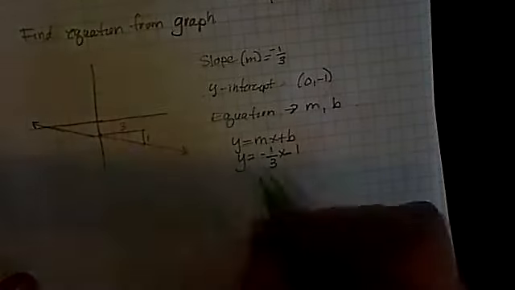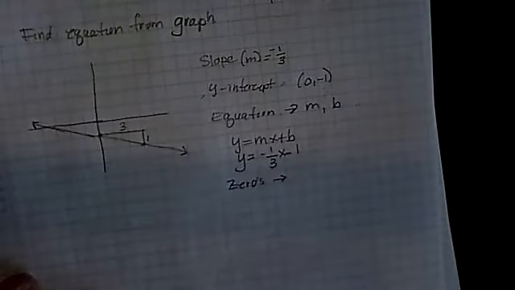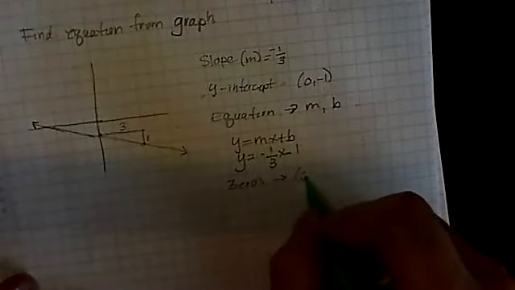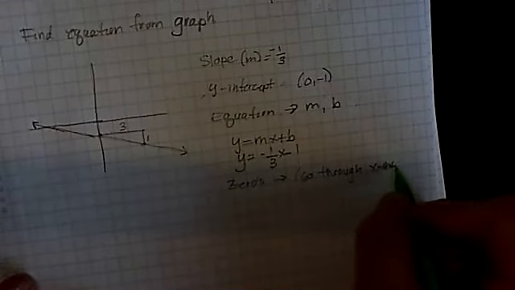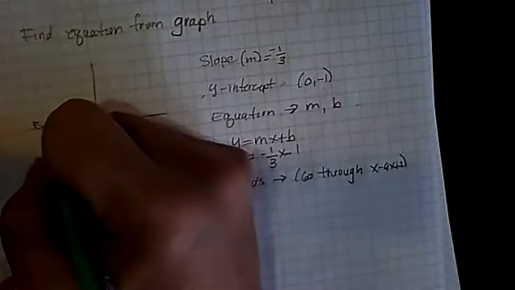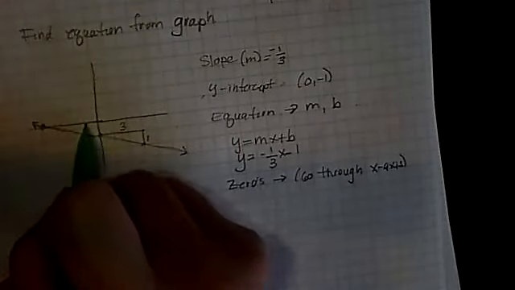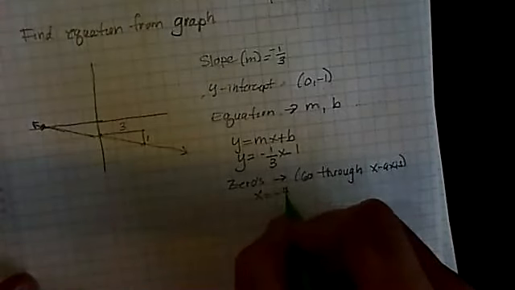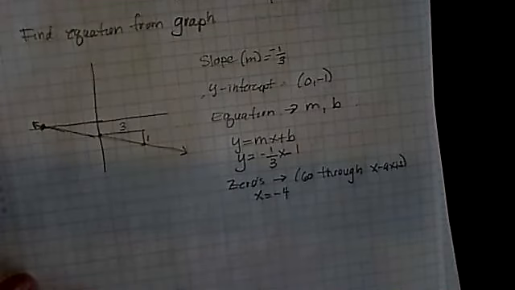Okay, now, are there any zeros? Well, what that is saying is, where does it go through the x-axis? I want to know the zeros. I want to know where it goes through the x-axis. So let's just pretend it goes through right here. So I have a 0 at x equals -4. I don't have any other zeros. That's the only one. Okay.